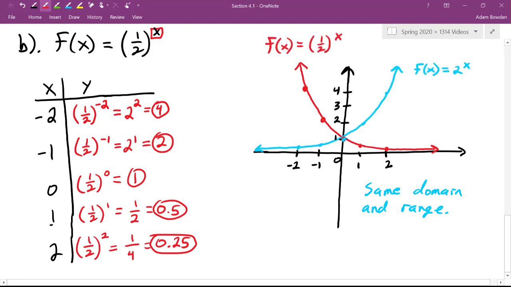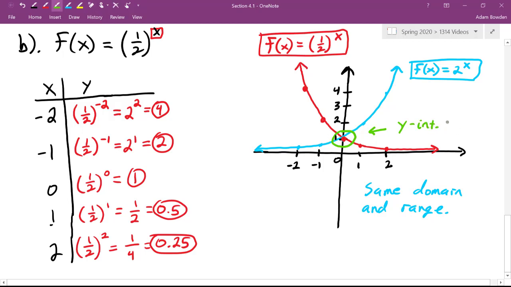So here are the two functions side by side together in a graph. The f of x equals 2 to the x function is rising to the right, and the f of x equals 1/2 to the x power is going down as we move to the right. One thing to also notice is how they both cross here at 1 on the y-axis, and that's always going to be your y-intercept, the point 0, 1. And notice there's no x-intercept because neither one is ever going to cross the x-axis.